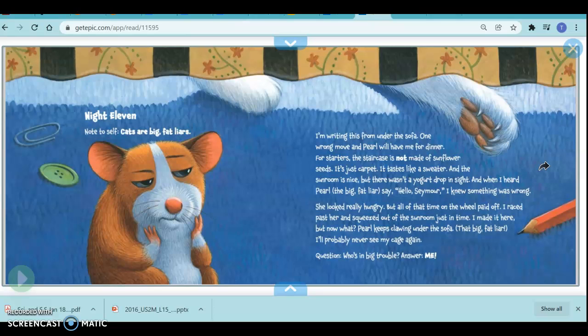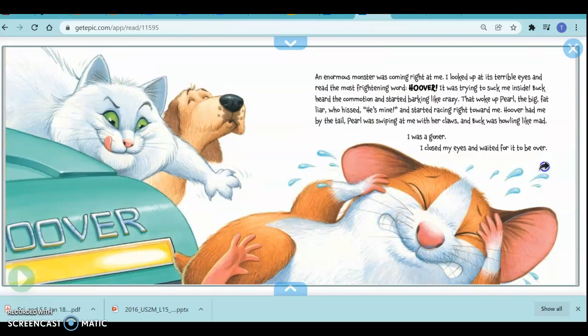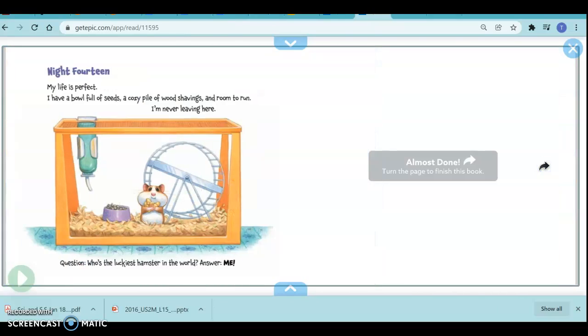Wow. He thought he had such a great life, but then he decided to change it. So the big event was that he escaped out of his cage to look for a better life. But then in the end, you'll notice he gets back in his cage and he is content again and he is happy. So let's read this ending.